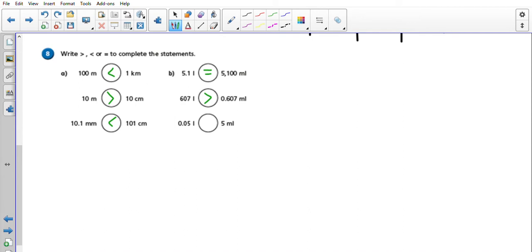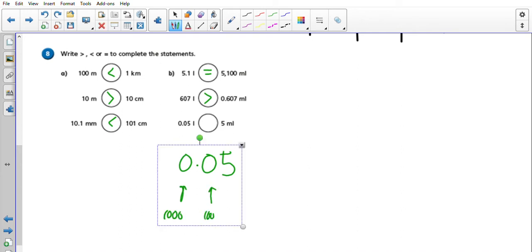And then I have 0.05 litres and 5 millilitres, and if I think about that, 0.05 of a litre, well, that's going to be 1,000 millilitres, that's going to be 100 millilitres, and then for my last one, that's going to be in the tens of millilitres, so it's 5 tens of millilitres, so actually this one here is 50 millilitres. Okay, which means 0.05 litres is greater than 5 millilitres.